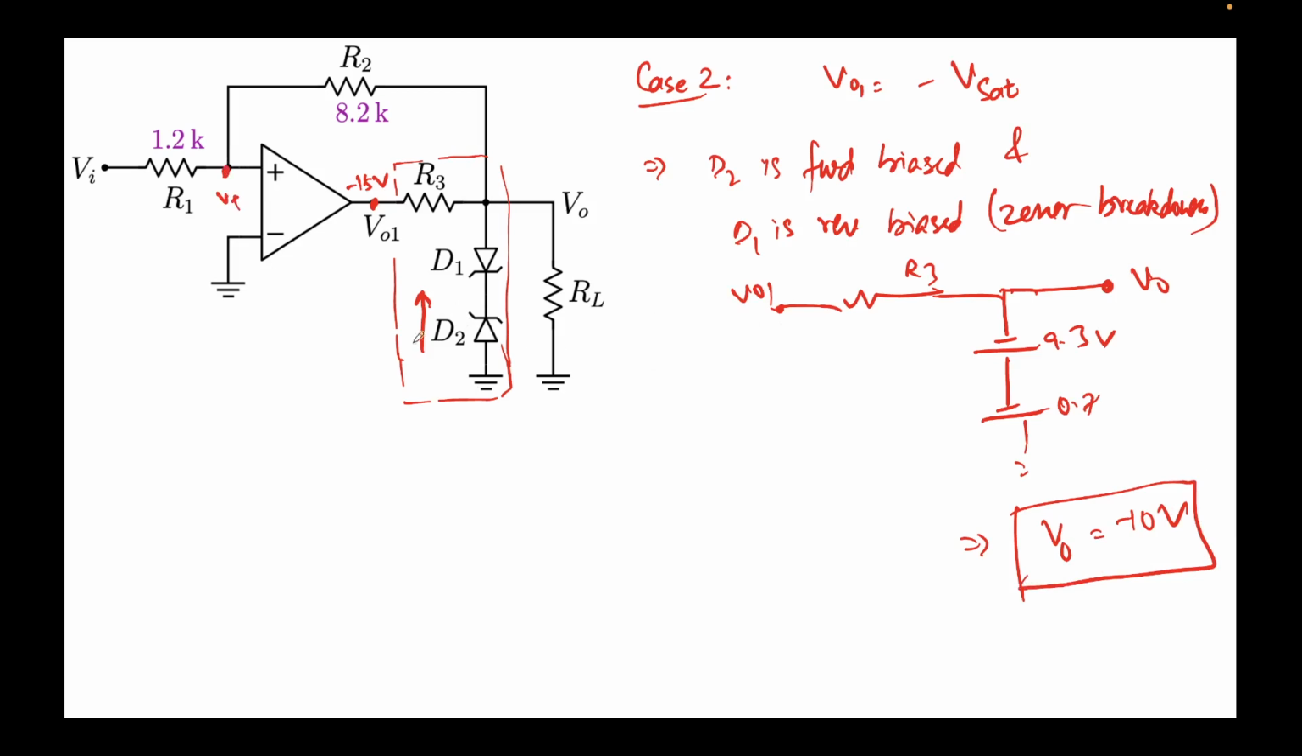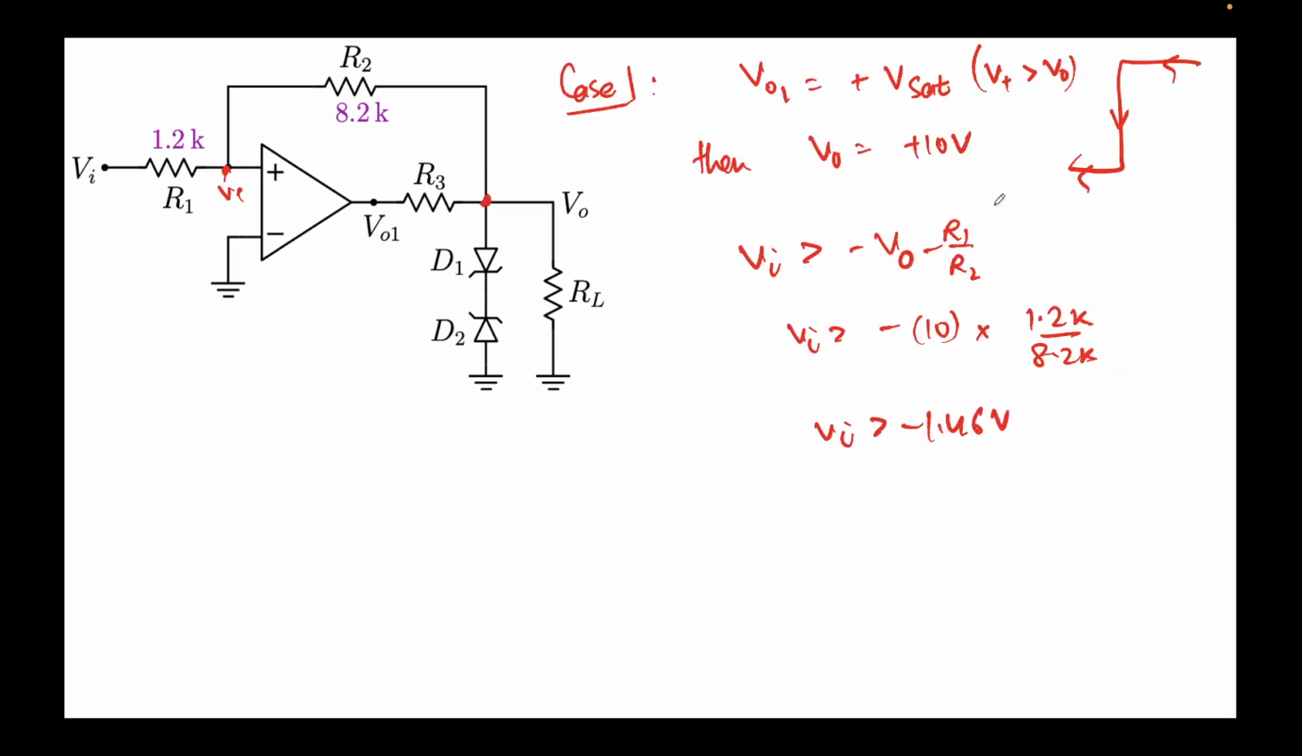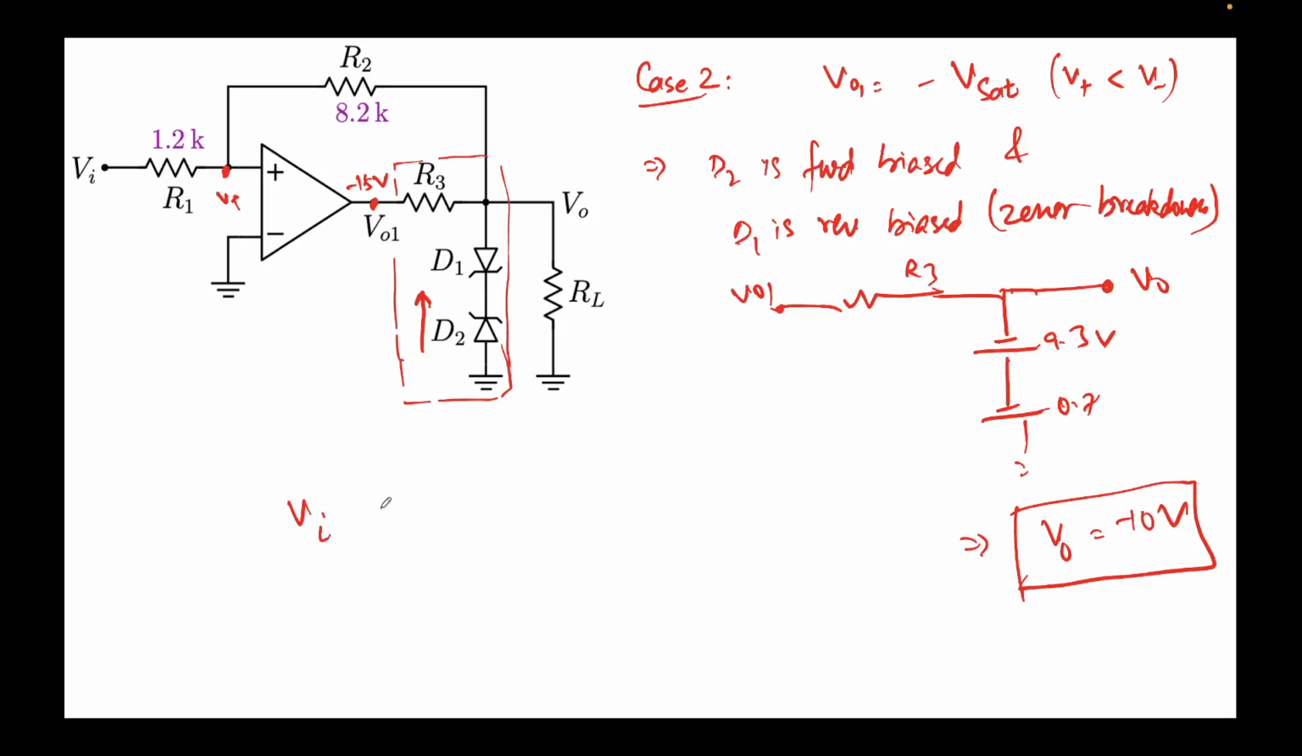If we again do the KCL, and we have already done it before, so I'm just using the formula directly. Again, this case is true when V plus is less than V minus. If you apply the KCL and this inequality, you will get the formula that Vi must be greater than V0 times R1 over R2. We had derived this earlier. So we put in the values: R1 is 1.2 over 8.2, and this will give us Vi should be greater than 1.46 volts.